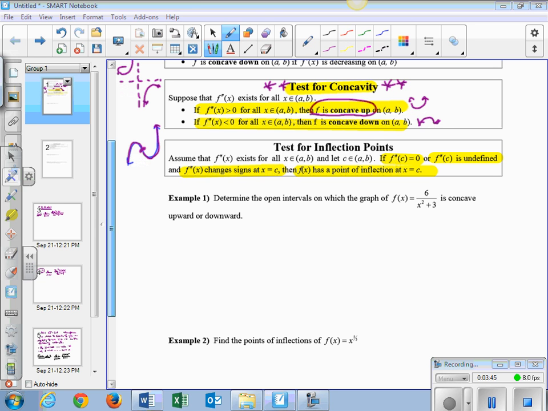Okay, so let's look at this first example. Determine the open intervals on which the graph of f of x equals 6 divided by x squared plus 3 is concave up or down. Now, if you would like to, take a couple minutes and go ahead and use your graphing calculator and graph that so you can see what the graph actually looks like.